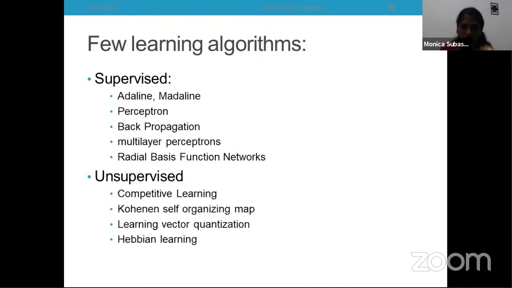Kohonen self-organizing map, learning vector quantization. Learning vector quantization can be applied to tumor problems, whether a tumor is present or not, and the size of the tumor, low or high. Those types of problems can be solved using learning vector quantization. Then the Hebbian learning rule.